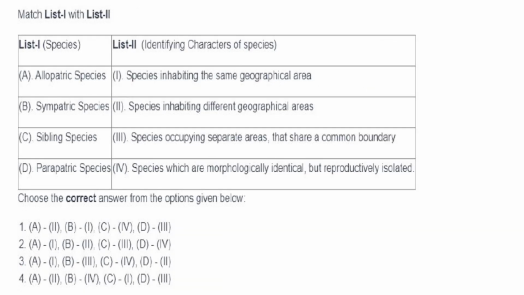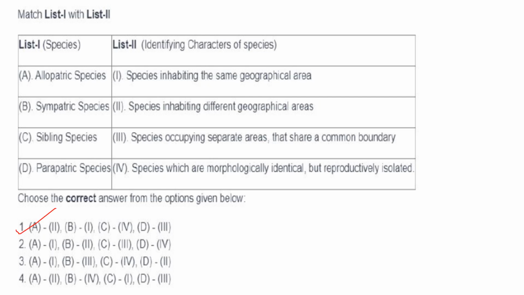Then again, species and identifying characters of the species. Allopatric species, geographical isolation. So A2, species inhabiting different geographical areas. A2 is there in 1 and 4. Okay, we will see. Sympatric species, species inhabiting the same geographical area. B1 is there only in 1. So option 1 will be your answer.